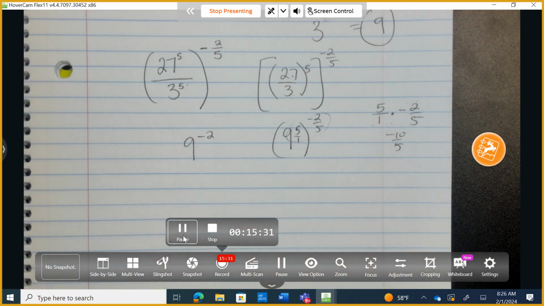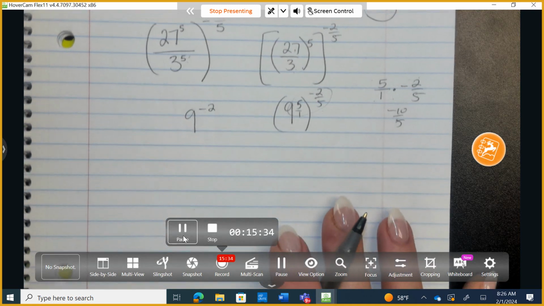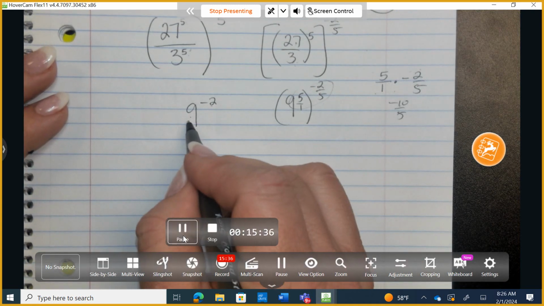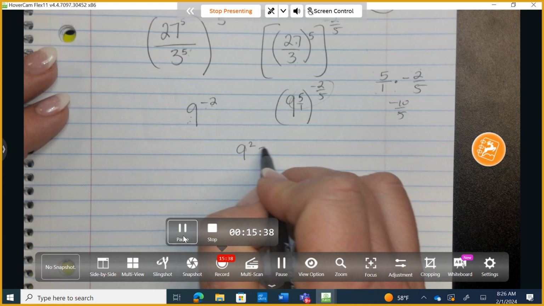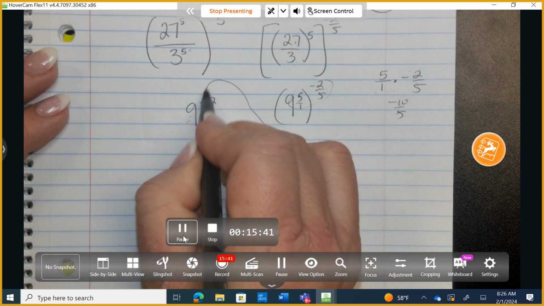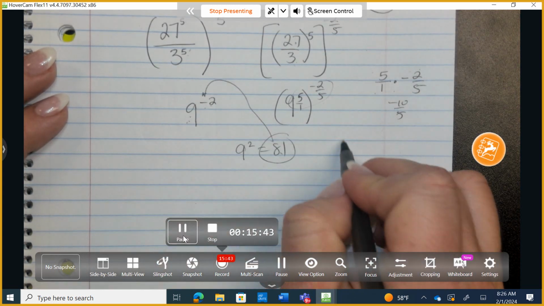This answer, like I see a lot of students believe, is negative 18. That's not true. First of all, just what is 9 squared? 9 squared would be 81. But this 81 isn't happy because it had a negative sign in the exponent. It is 1 over 81.